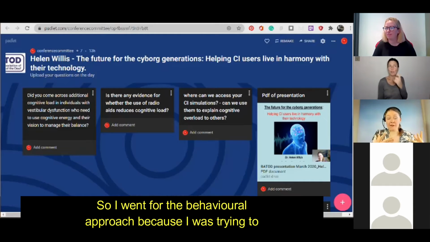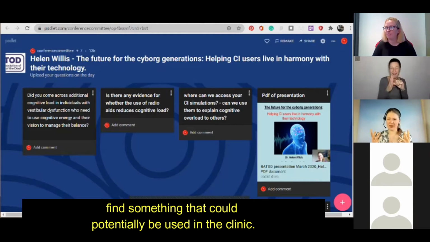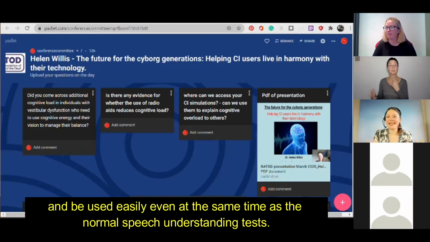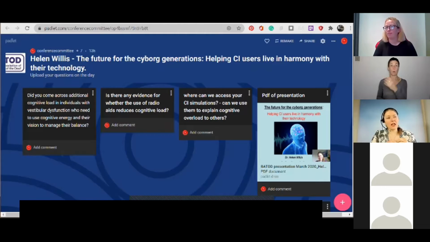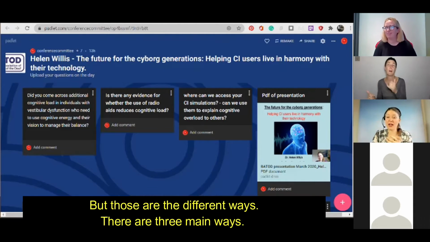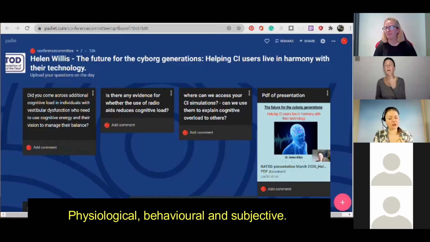So I went for the behavioural approach because I was trying to find something that could potentially be used easily in the clinic, even at the same time as the normal speech understanding tests. But as I say, there are downsides to everything. Those are the different ways to do it, three main ways: physiological, behavioural, and subjective.